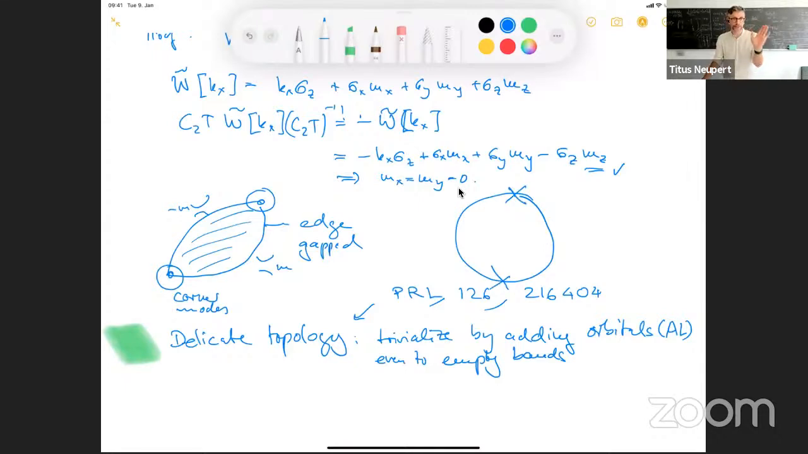However, their location is determined by boundary conditions. So they'll for sure be somewhere, but the direction is basically a non-universal thing, nothing that you can deduce from the bulk.